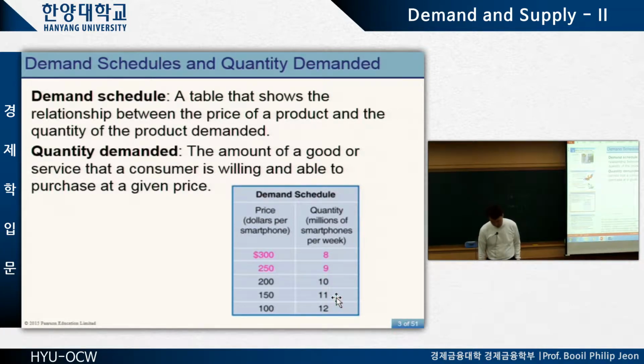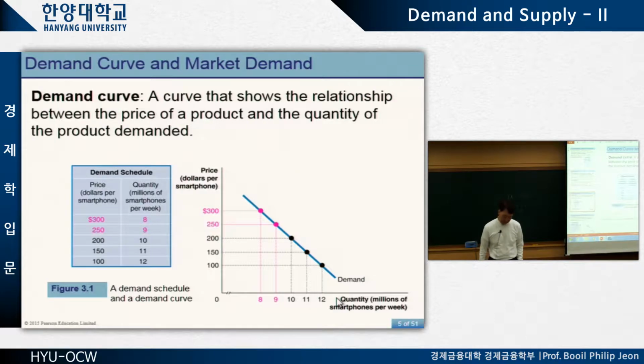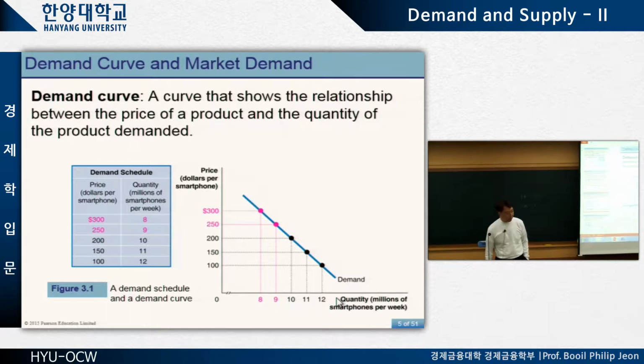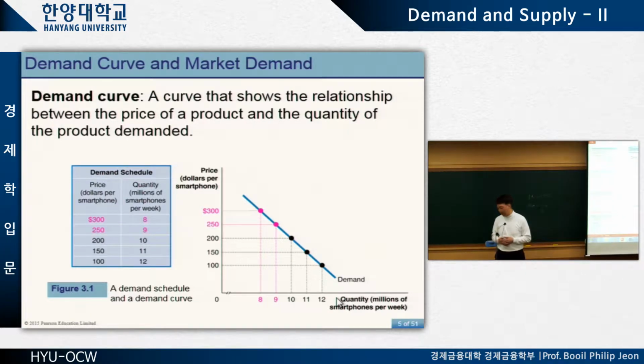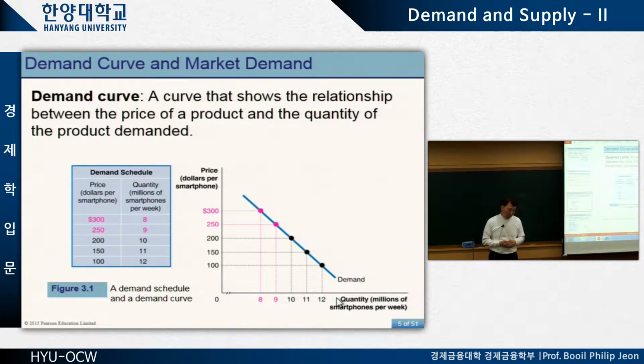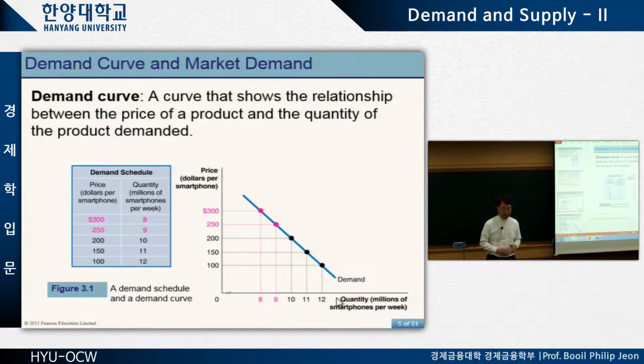Ultimately what we're going to get to is this. We can have a demand schedule, which is a table, so you can describe the relationship between price and quantity demanded in tabular format like that. Or you can describe exactly the same relationship using a graph, like the right-hand side here.